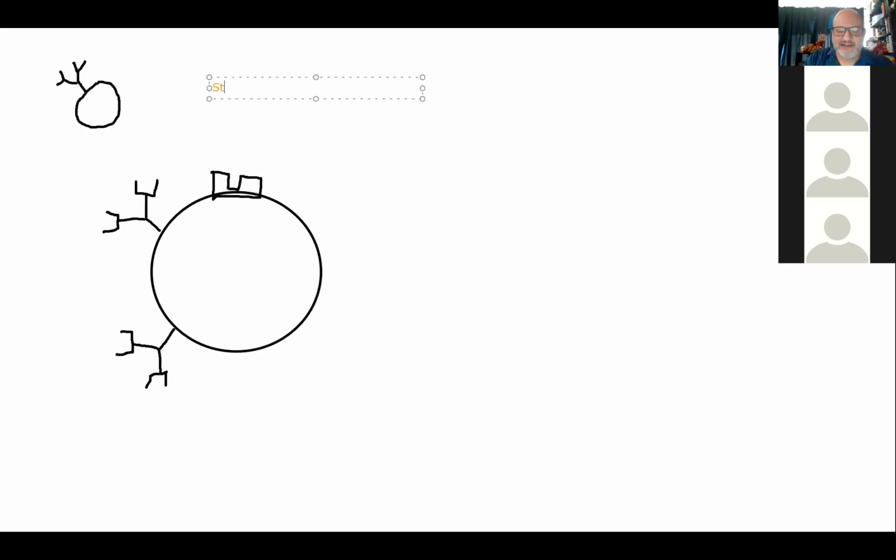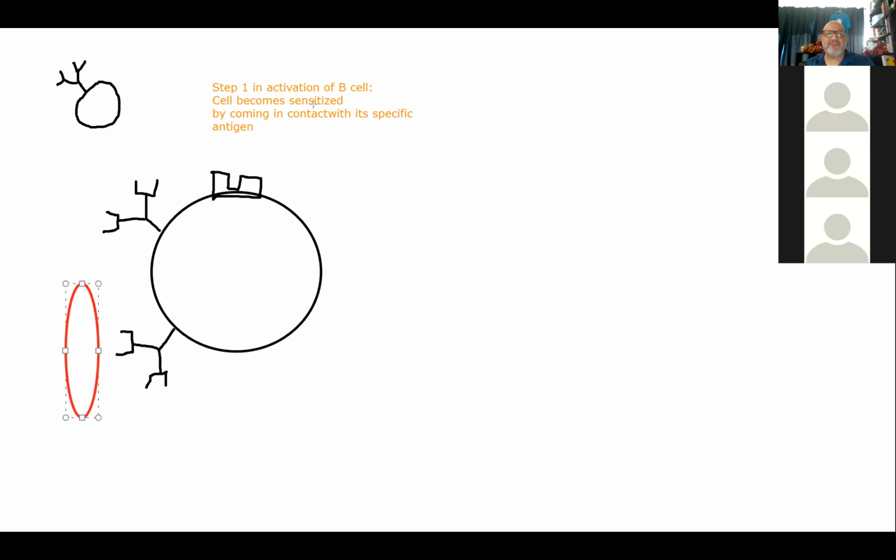Step 1 in the activation of our B cell is where the cell becomes sensitized. The cell becomes sensitized by coming in contact with its specific antigen. So what happens is there is some virus floating around out here in space that just happens to have the square-shaped antigen on it, and lo and behold, the B cell binds to it.